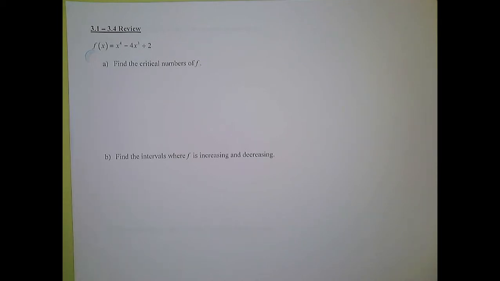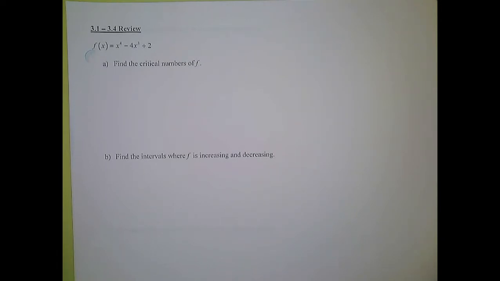So in today's lesson, we're going to be tying together some of the things that we've learned about function behavior as related to the first derivative and second derivative, and we're going to tie it all together in one polynomial. So we're going to be looking at the function f of x equals x to the fourth minus 4x cubed plus 2. And the first thing that we are going to do is identify the critical numbers of that function.